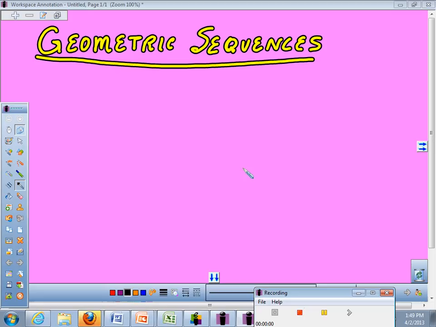So, we're ready to talk geometric sequences. What made an arithmetic sequence an arithmetic sequence? We added the same number every time. Well, this is an example of a geometric. What pattern is happening? Yeah, that's multiplying by 4 every time. So yes, geometric sequences multiply by the same value each time.